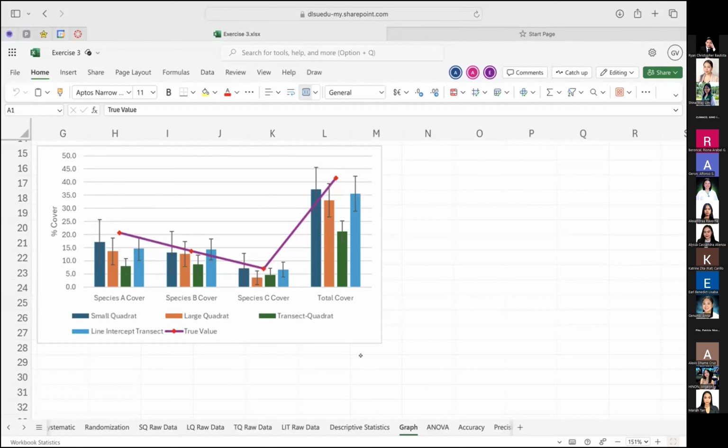Species A, B, C, and total. Okay. Sige, thank you for that. Group 2, let's now see from... sorry, may I know what error bars you used? What value?